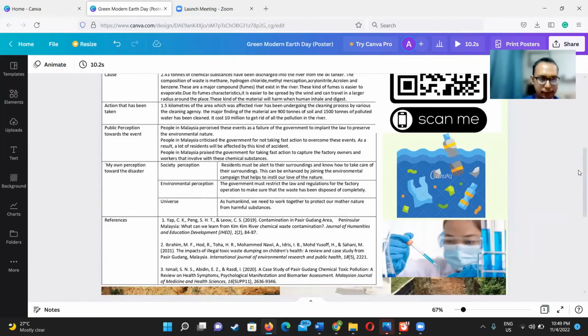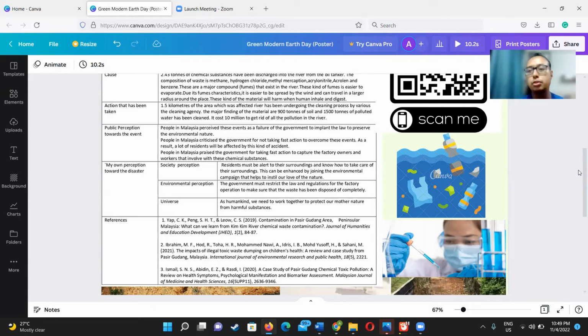So for the public perception, first, people in Malaysia perceive this event as a failure of the government to implement the law to preserve the environmental nature. On the other side, people in Malaysia criticize the government for not taking fast action to overcome this event. As a result, a lot of residents were affected by this kind of accident. People in Malaysia also praise the government for taking fast action to capture the factory owners and workers involved with this chemical substance.